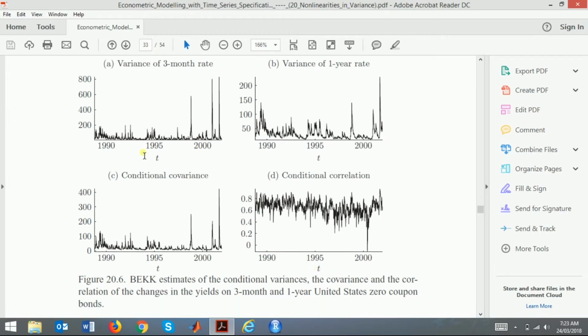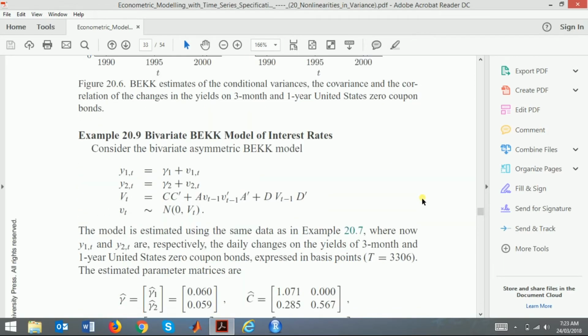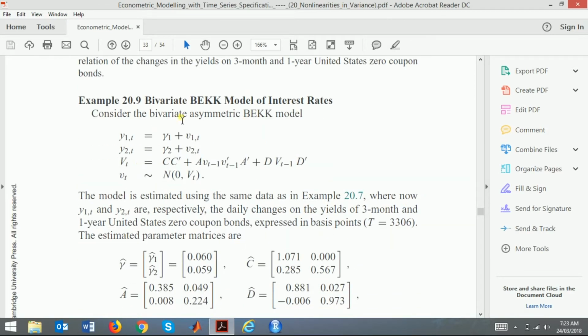So BEKK estimates of conditional variances, the covariance and the correlation of the changes. Variances, so we have the leptokurtosis captured. Good. BEKK estimates. That is absolutely stunning. Okay, bivariate BEKK model of interest rates, an example, we'll do it.